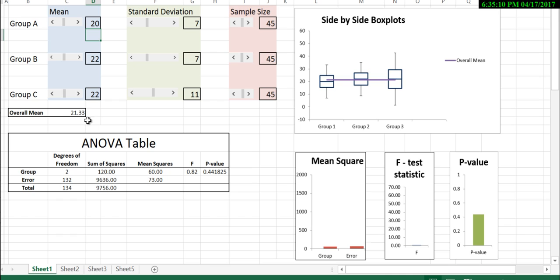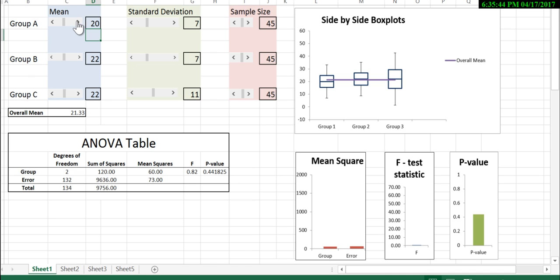So let's try some different values. Notice right here, do my means seem pretty similar? Looking at the box plot, they seem fairly similar. Notice I have a big p-value of like 0.4, so I would fail to reject the null, and I say I don't have any reason to think that my means are different. And notice the variation between my group and error seems pretty similar. And f is 0.82, so that's pretty small.